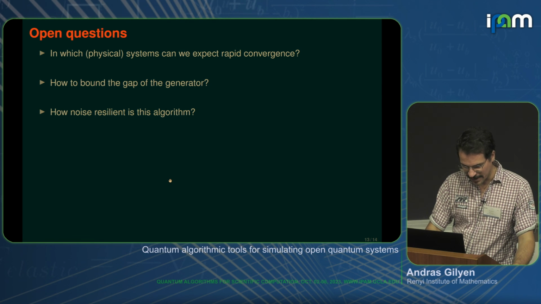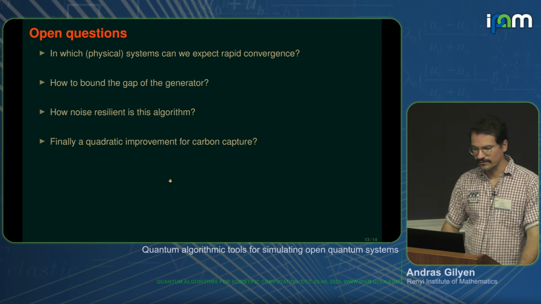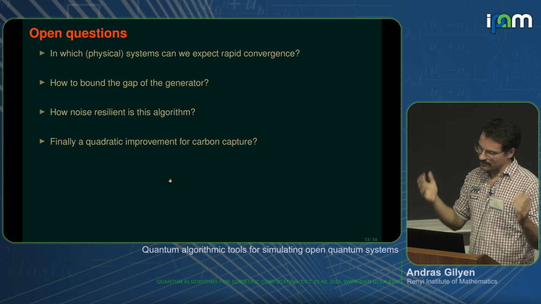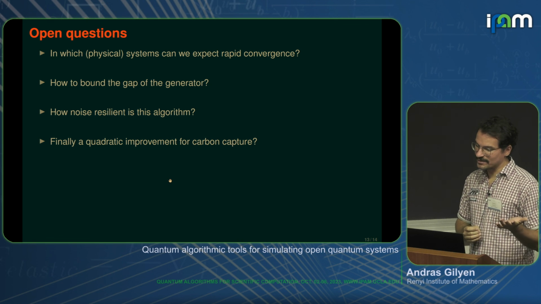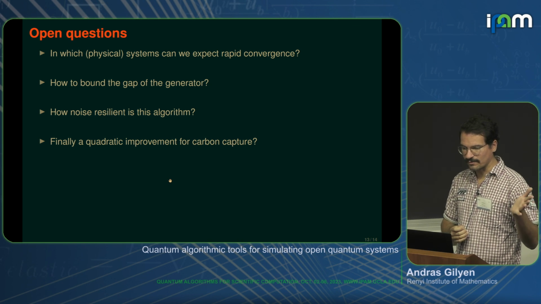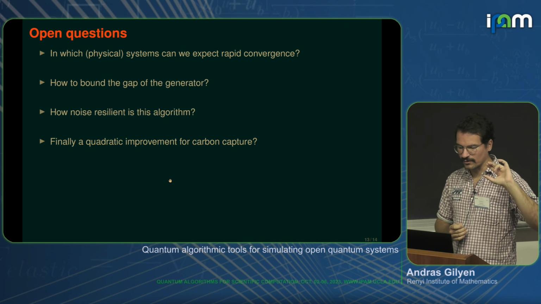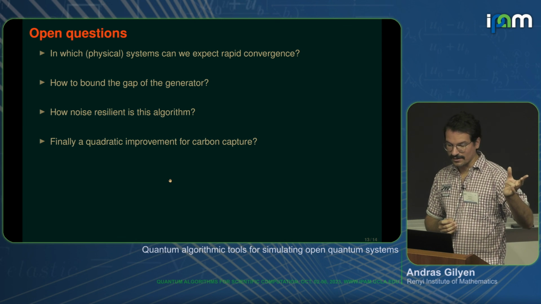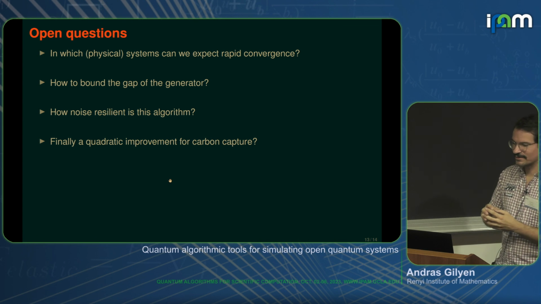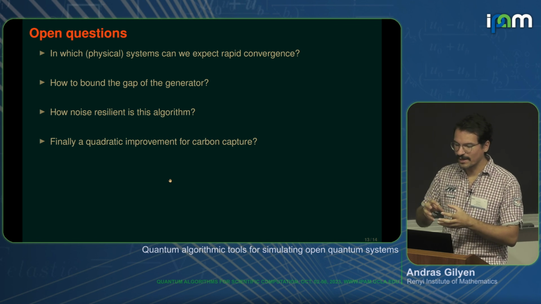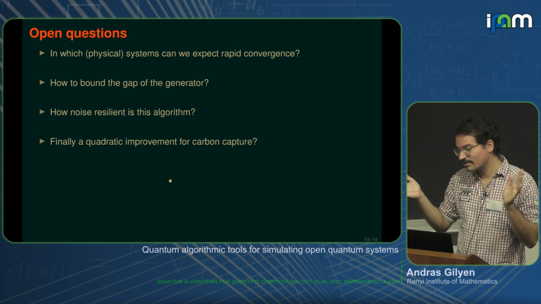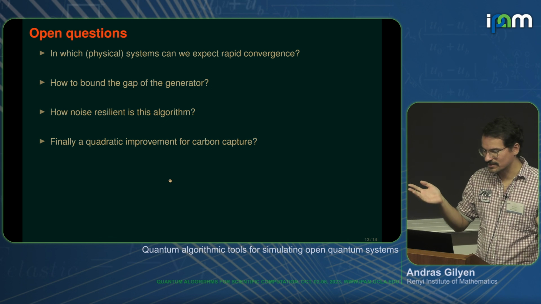And so, I have these open questions because I'm really running out of time. I just want to say them. A very good question is: in which physical systems can we expect rapid convergence to the Gibbs state, or how can we bound the gap and mixing time of these processes? And because we are ultimately simulating some noisy process, maybe our algorithm can be made a bit more noise resilient. We don't need full error correction for everything, maybe we do. It's a very interesting question.